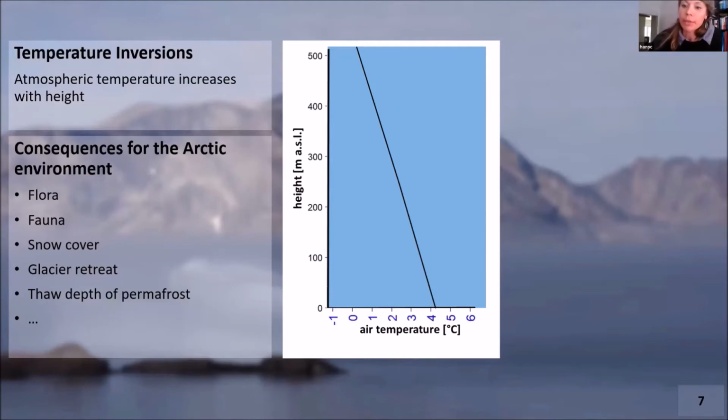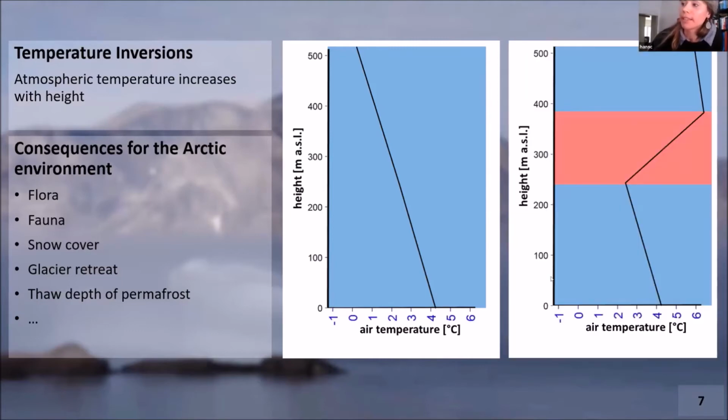But something quite different happens quite often in the Arctic. The temperature is increasing with height. And this is called a temperature inversion. So let's look at this graph here. Here we have the air temperature, and here we have the height. And here we can see the decrease and suddenly the increase. And this is the temperature inversion.